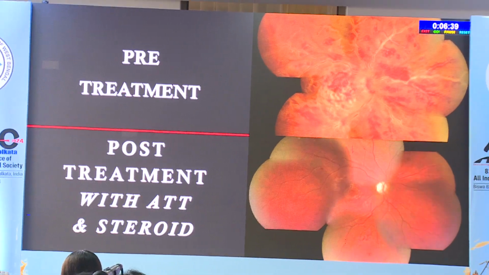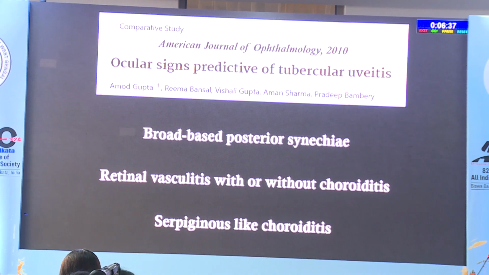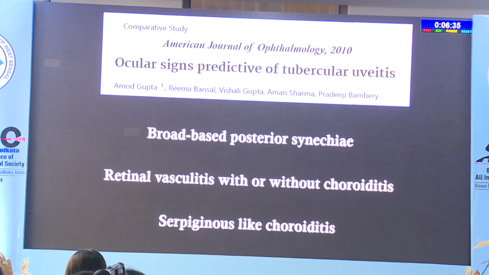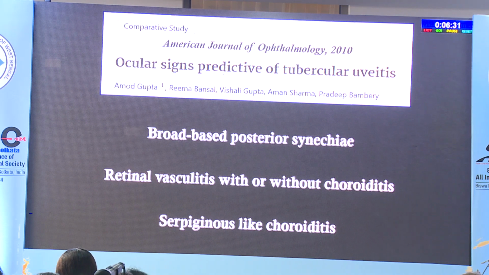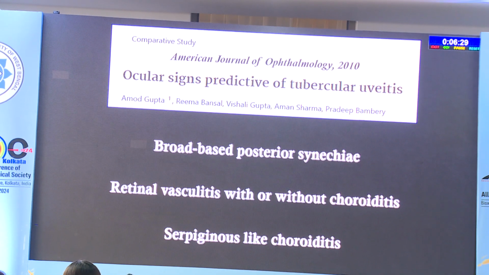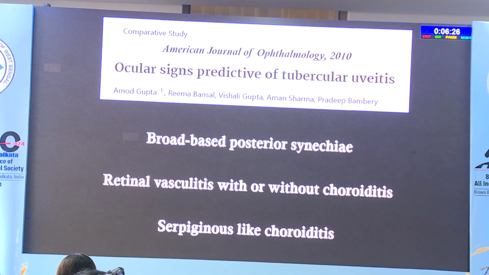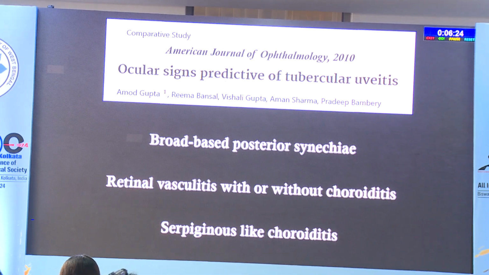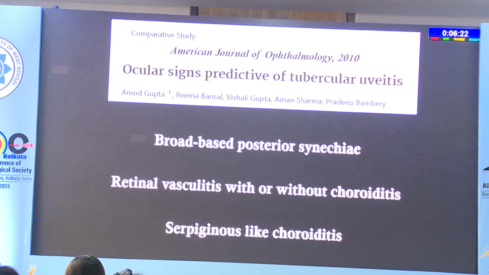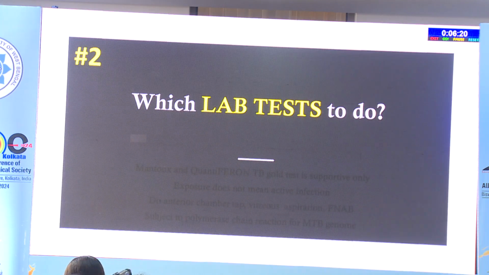So diagnosis is very important. So how do you diagnose ocular signs predictive of tubercular uveitis? This is a landmark article by Professor Amod Gupta in the American Journal of Ophthalmology, which showed broad-based posterior synechiae, retinal vasculitis with or without choroiditis, serpiginous-like choroiditis as tubercular uveitis type.